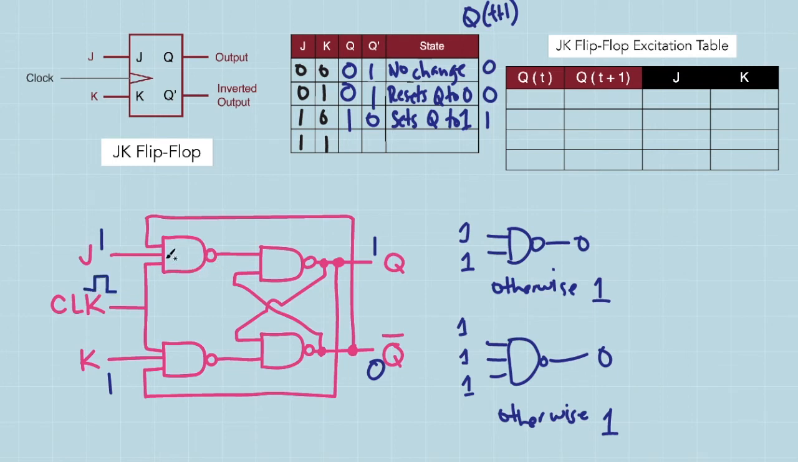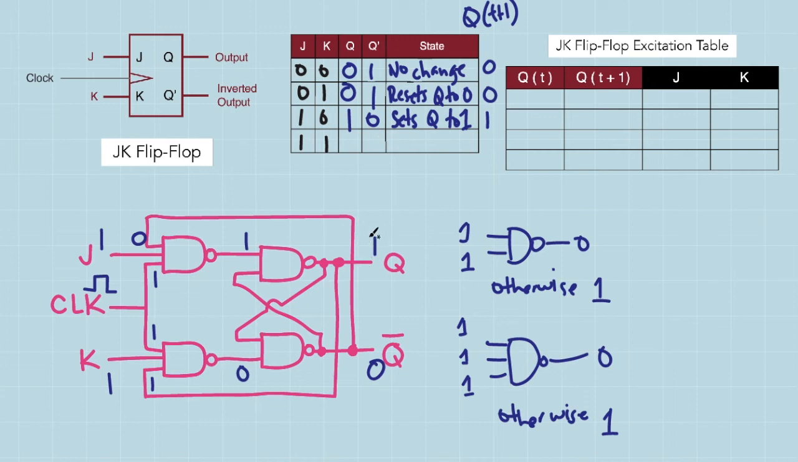Hence, these inputs here are both 1 and the input here is actually 0. Hence, this will result to an output of 1. Next, we have a value of 1 here. Hence, all of the inputs of these NAND gates are logic 1. And this will result to an output of 0.